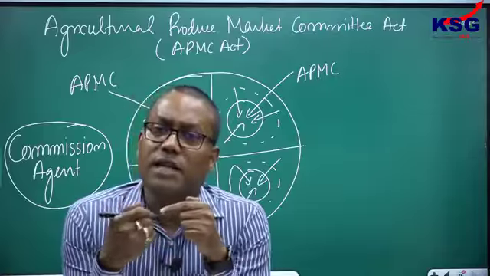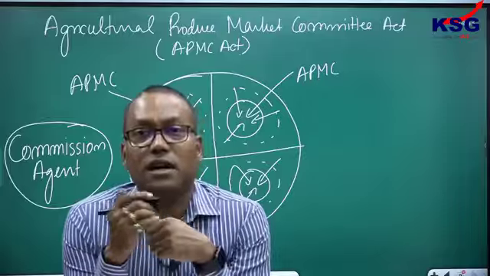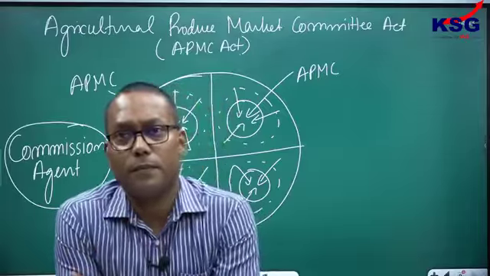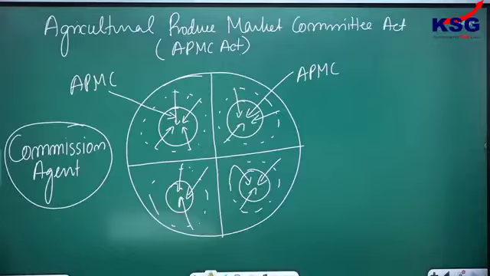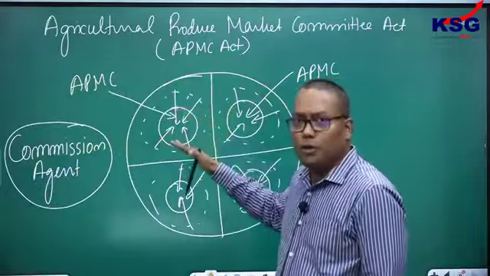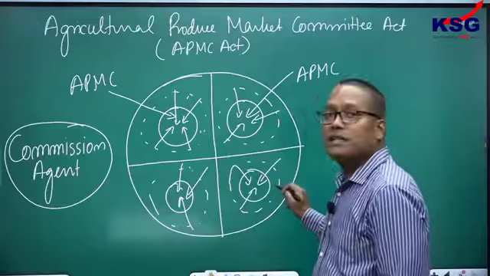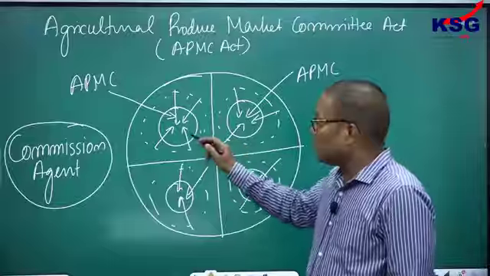but after some decades of implementation, this APMC structure again started exploiting the farmers instead of protecting their interest. Like if you can see here, in other areas, suppose in this area production is very huge, so definitely the price may be lower. But in this area production is very low and the price is very high, but farmers are not allowed to sell in these areas, so they are not getting the benefits of higher prices. Because they have to sell in this mandi only.